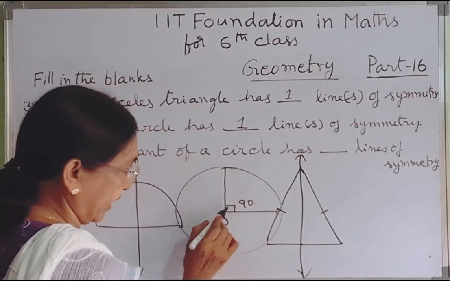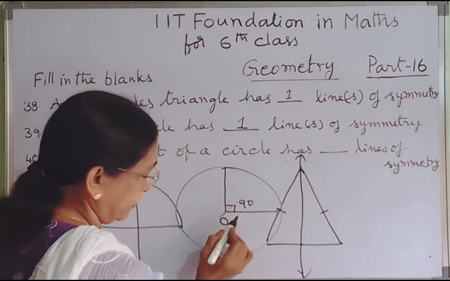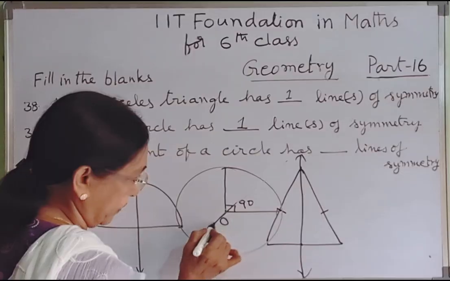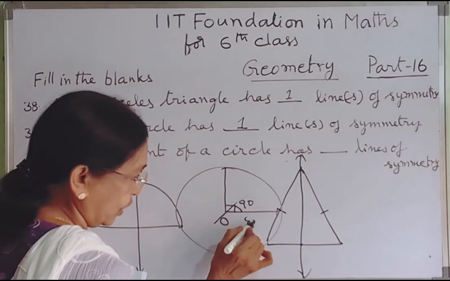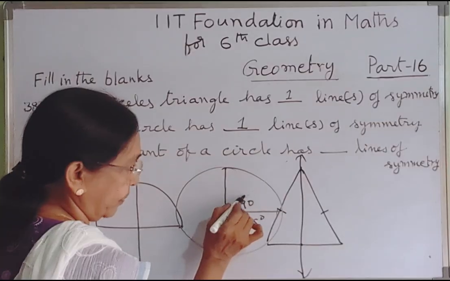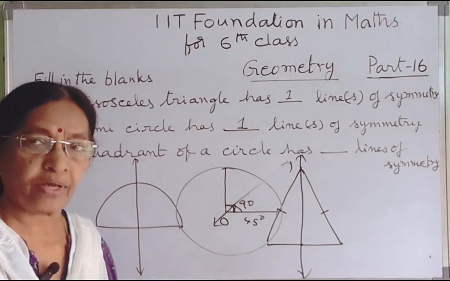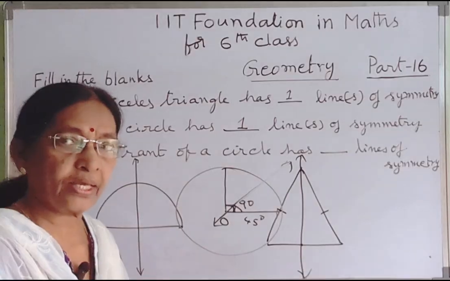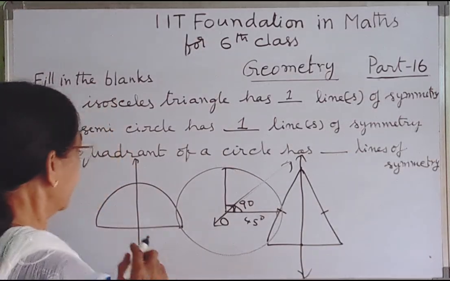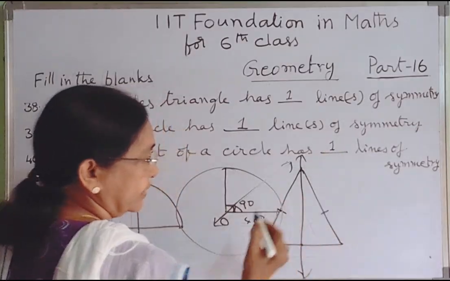So for this figure, only one line of symmetry. This is the line of symmetry which makes an angle of 45 degrees, which bisects this 90 degrees. The line which bisects the 90 degrees is the line of symmetry. So a quadrant of a circle has one line of symmetry.